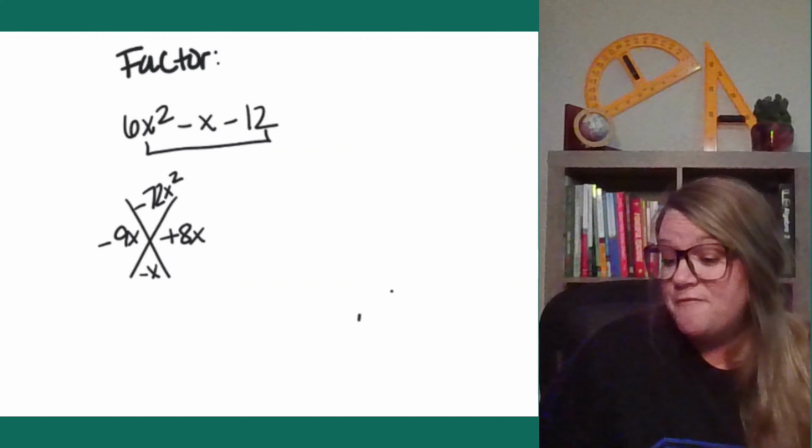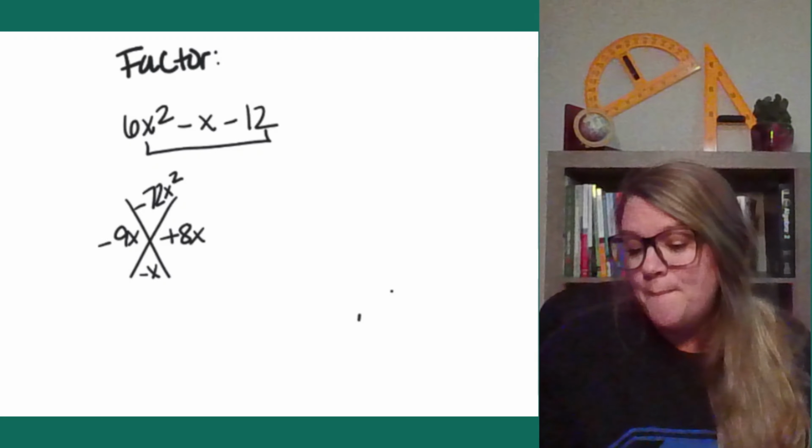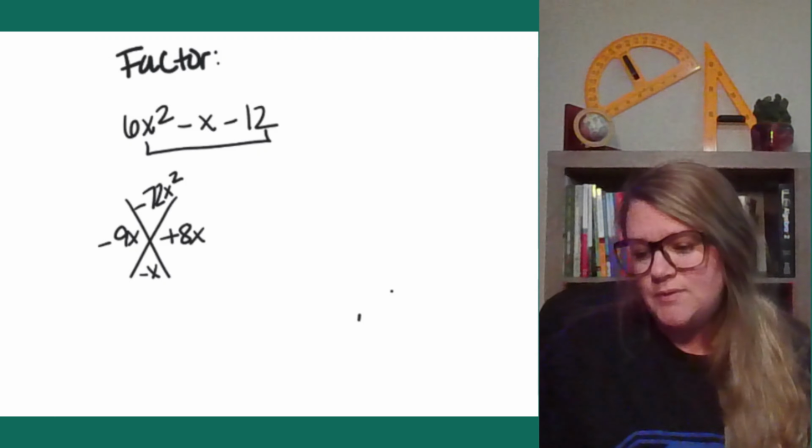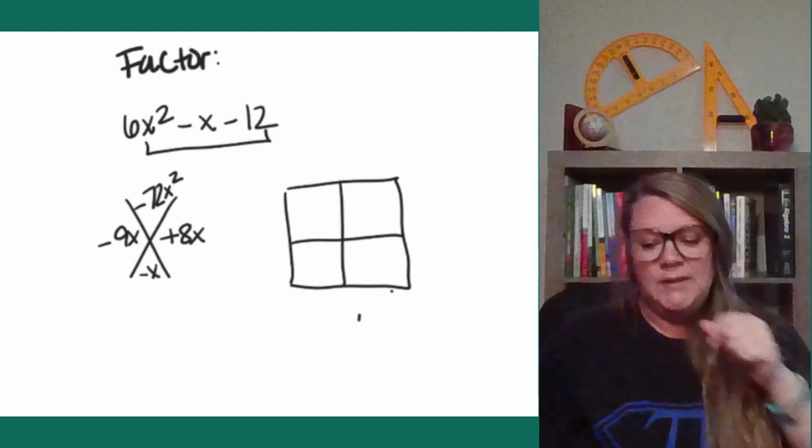Okay, so I have filled out my x. That's the x step in Xbox. My box is a box step. So here is our box. It's going to be a 2 by 2.